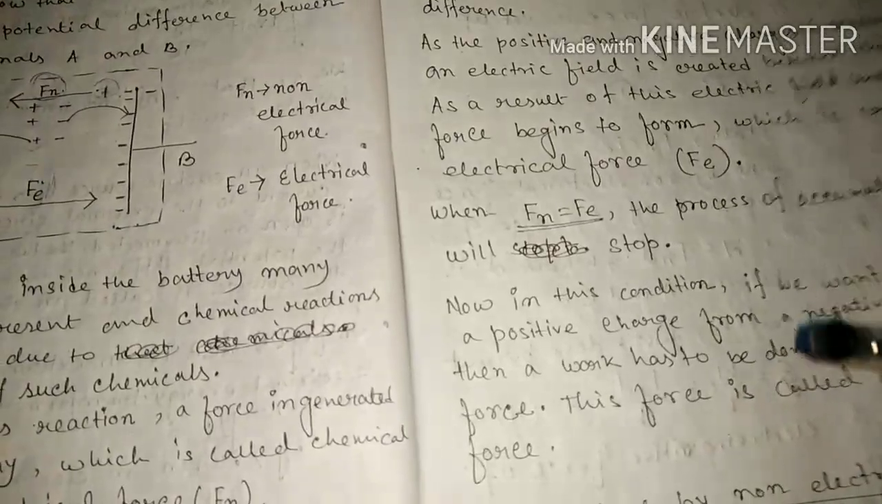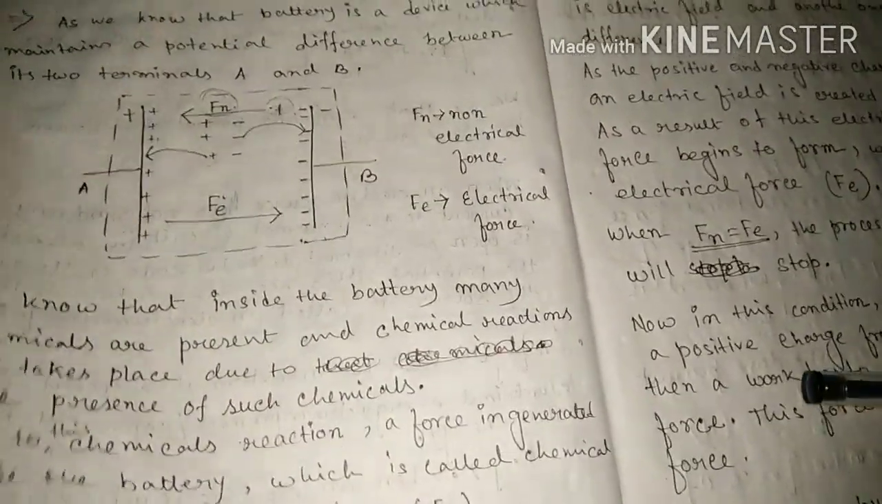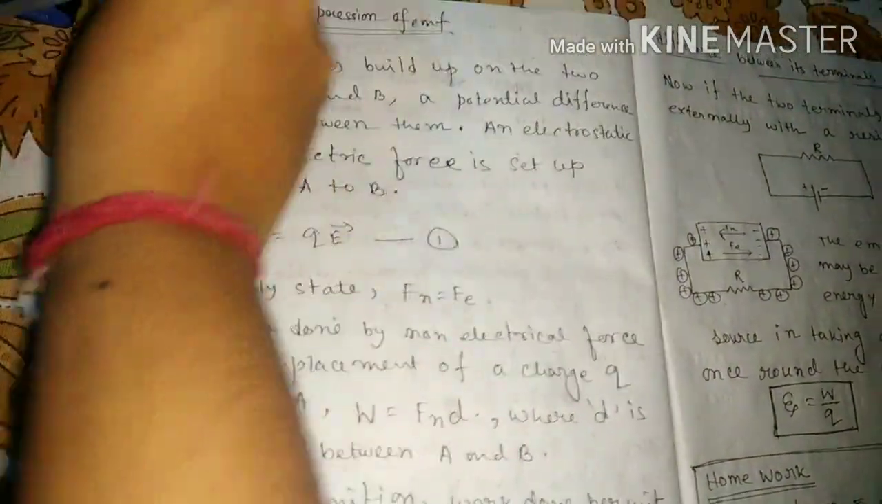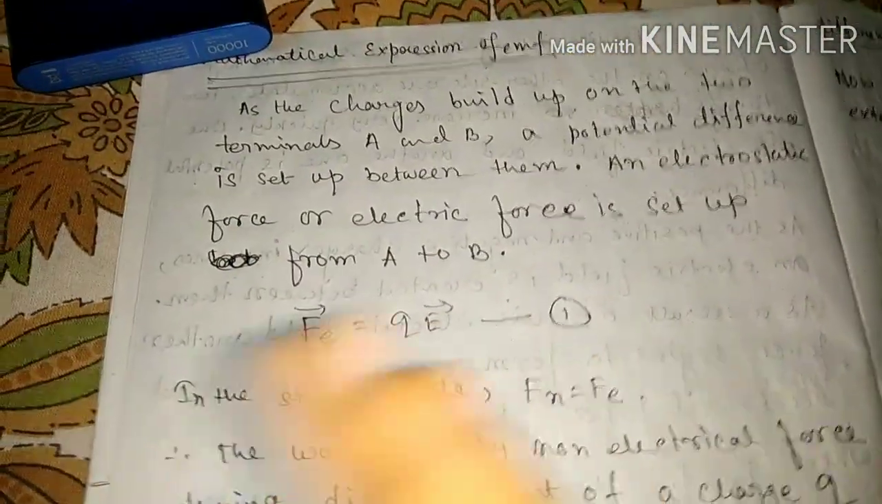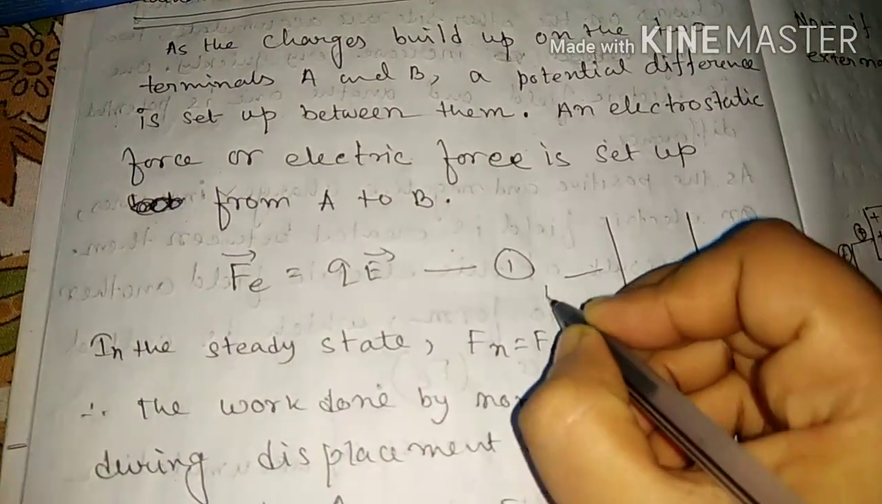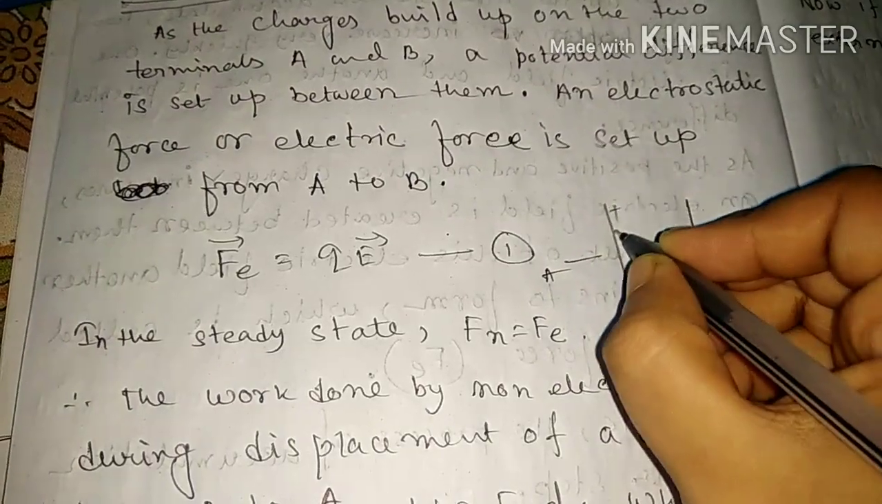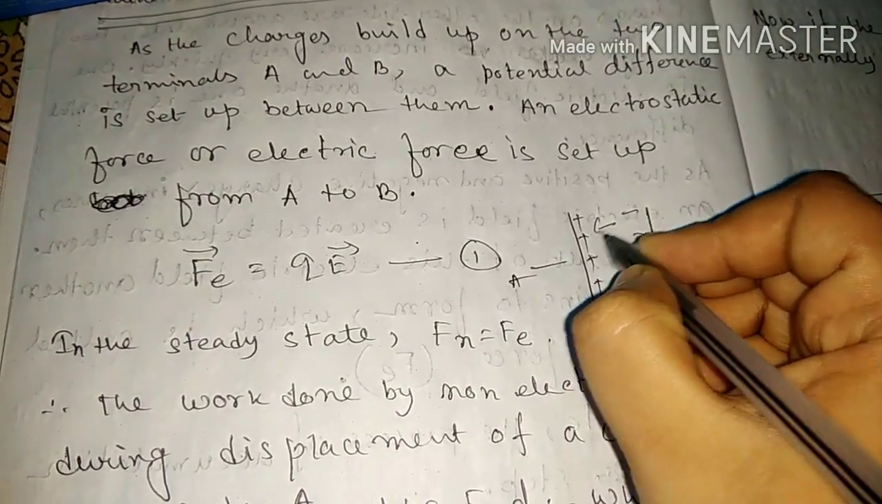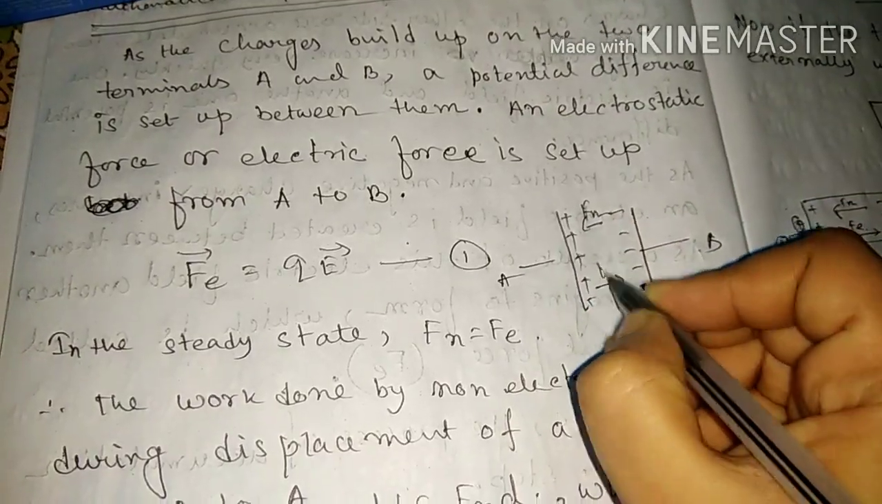Okay. Now mathematically we prove that EMF and potential difference are equal to each other. Mathematical expression. So as the charges are built up on the two terminals A and B, if we draw this one, this is A, this is B, one side becomes positive, one side becomes negative, this side is Fn and this side is Fe, opposite to Fn.